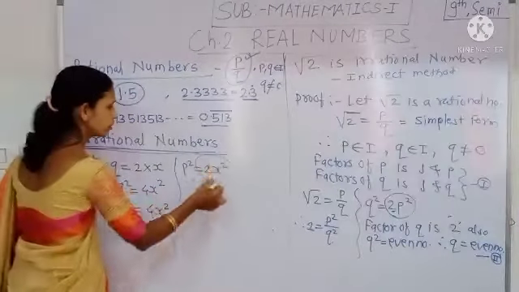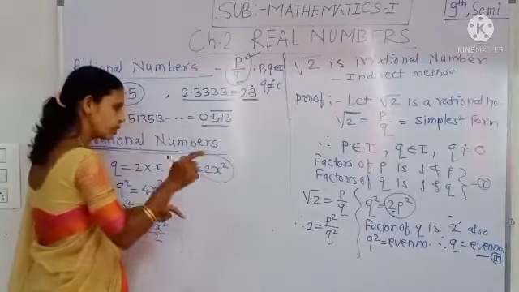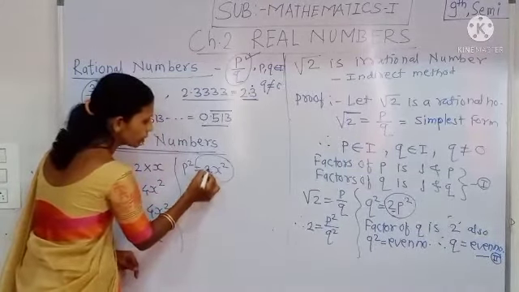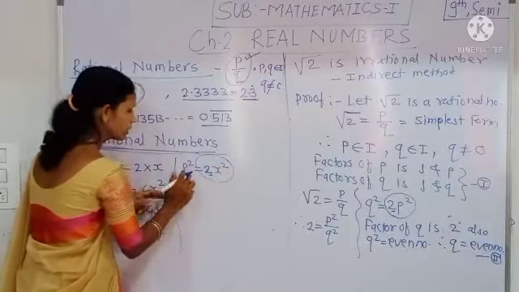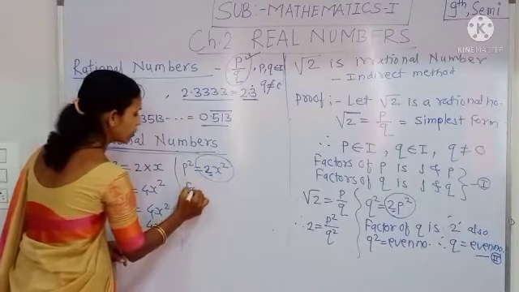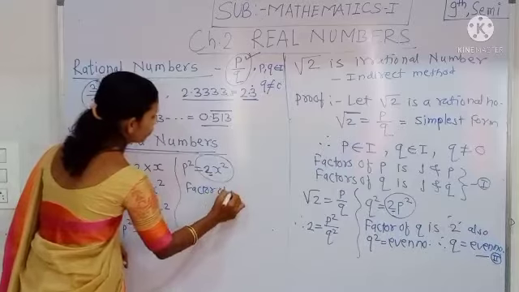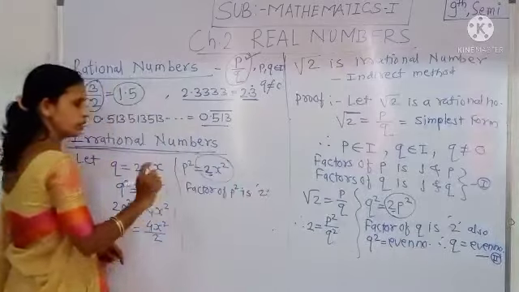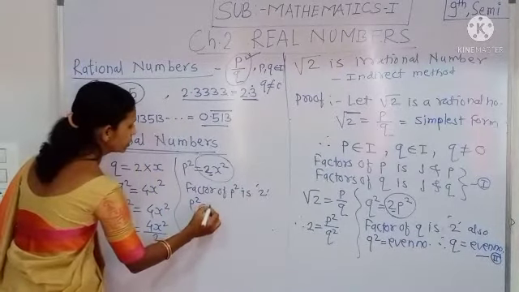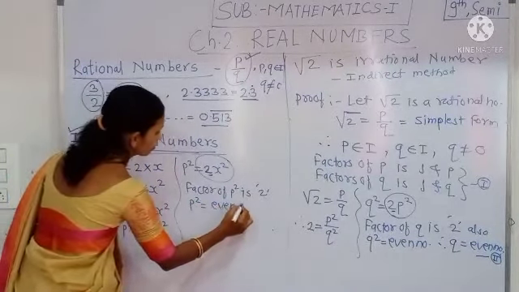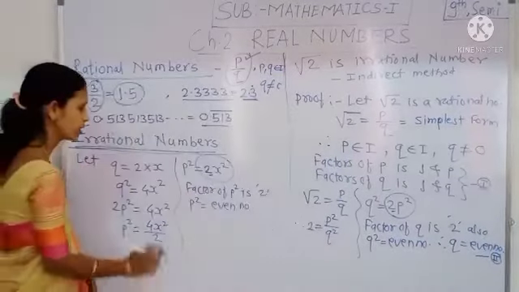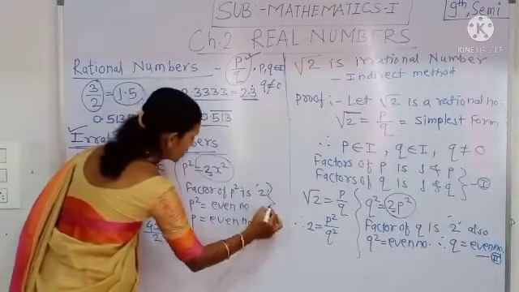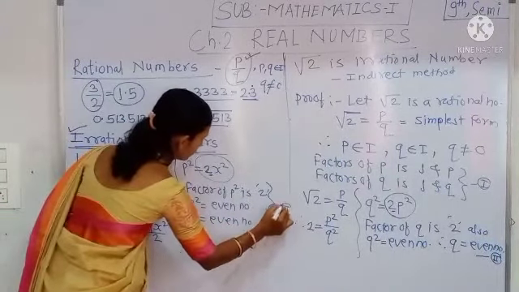Then again see here, the P square value is also a multiple of 2. Here 2 into x square means the factor of P square is also 2. Therefore, P square is an even number, as well as P is an even number. And that is the third statement.